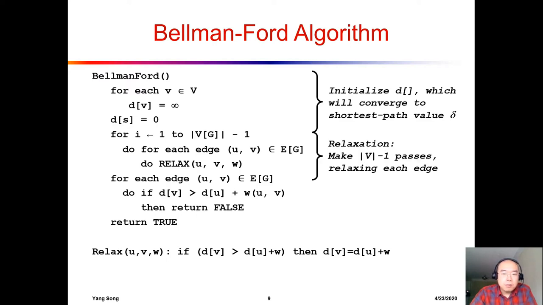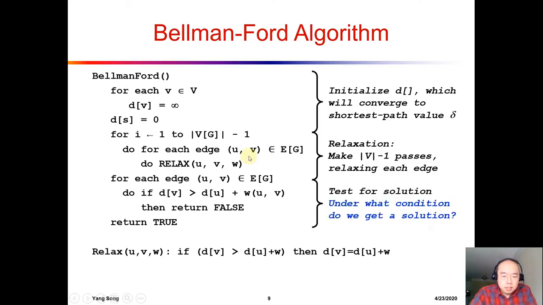The second part is where we start the relaxation. We are going to iterate a total of V minus 1 times. That is the outer loop, where V is the number of vertices, minus 1. Then for each edge in the graph, we do the relax of u, v, and w. So the inner loop will iterate E times because we are going to iterate through all the edges.